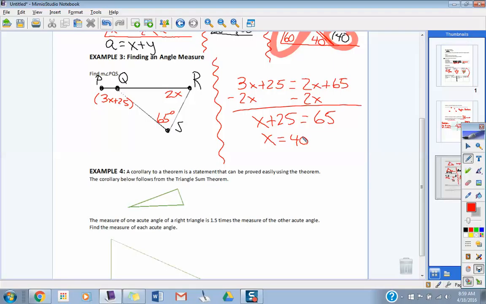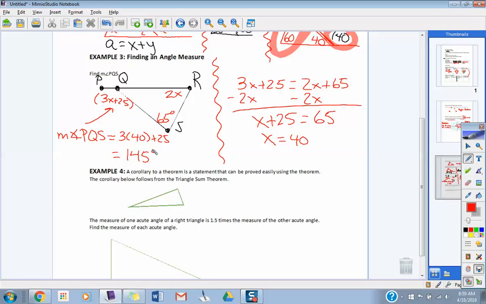To find the measure of angle PQS right up here, we need to take 3 times what x value now, guys? 40. So the measure of angle PQS becomes 3 times 40 plus 25 when I plug that in. Not very good at math. 3 times 40, please. 120 plus 25. Okay, so it's 145 degrees.